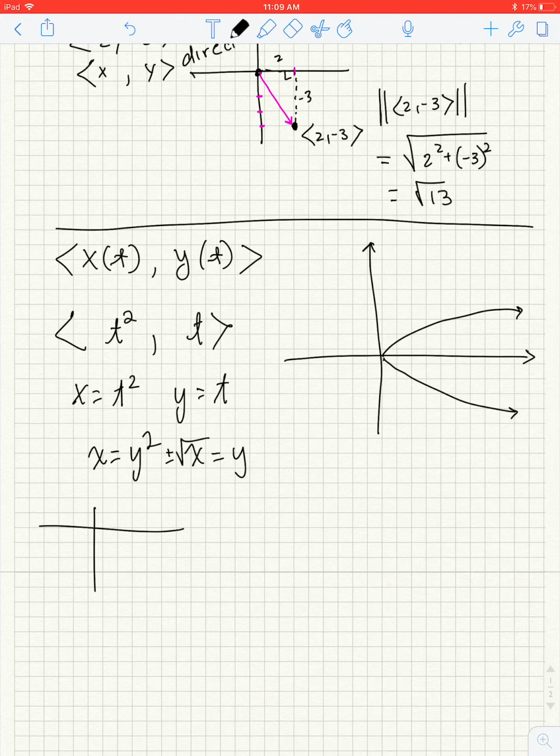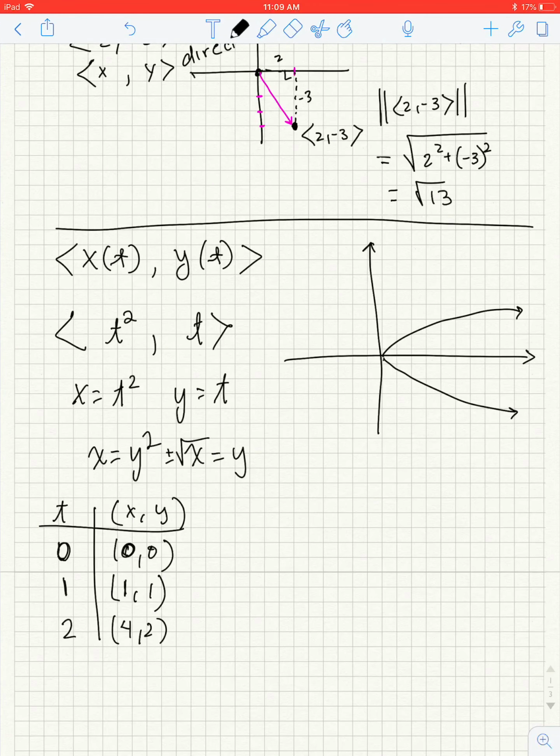In general, if you did a table of values for t, you would get your x and y coordinates. So for example, let's start with 0. If we pick 0, we would wind up getting 0, 0. If we pick 1, we get 1, 1. 2, we get 4, 2, and so on. So really in this situation, we're only looking at the top portion. Okay, so like here, time equals 0 gives you that vector.